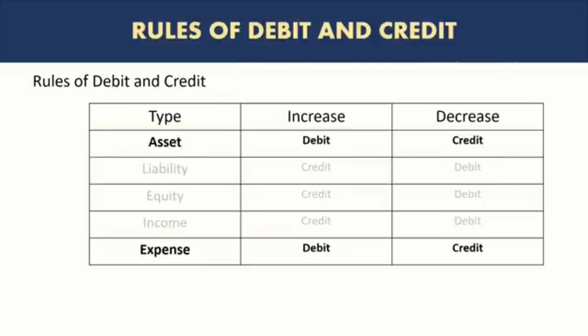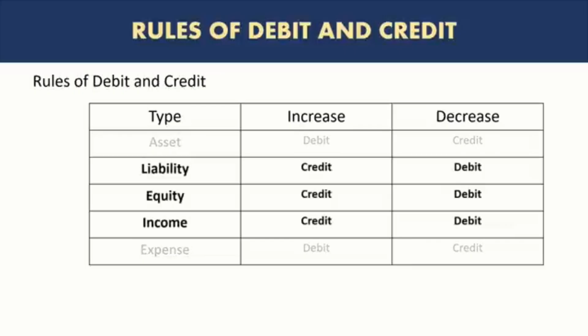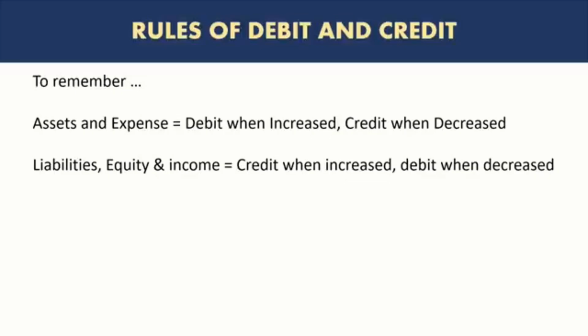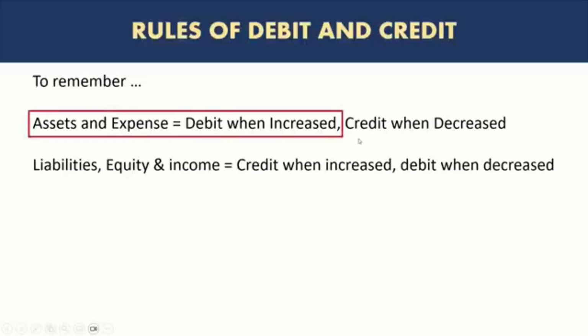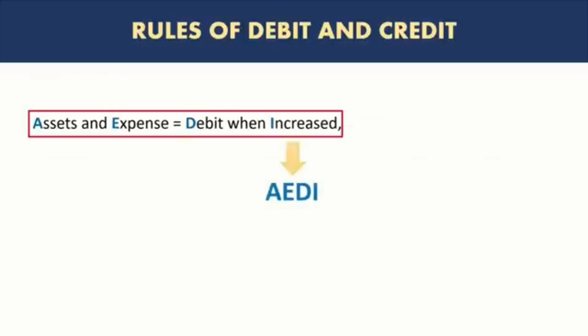As we noted, assets and expenses have similar response or follow the similar principle of debit when increased, credit when decreased. Liability, equity, and income, credit when increased, debit when decreased. If you wanted to make it easy to remember, you would think about only assets and expenses, debit when increased, and everything else is opposite, right? So if I focus on this alone, assets and expenses, debit when increased, I can make an abbreviation of AEDI. Now AEDI is a little hard to remember because it doesn't make any word.